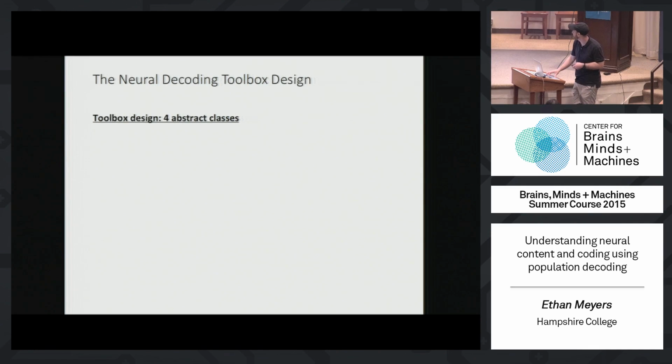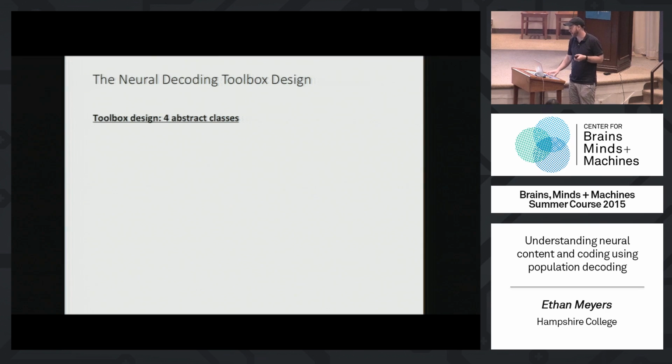Just talk briefly a little bit more about the toolbox. What was designed is around 4 abstract classes. So these are kind of major pieces or objects that you can swap in and out. They're like components that allow you to do different things.